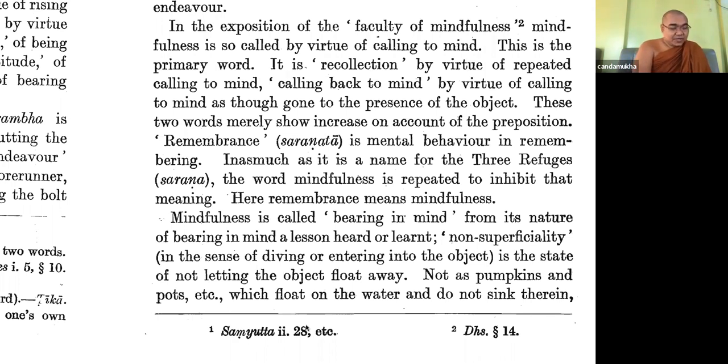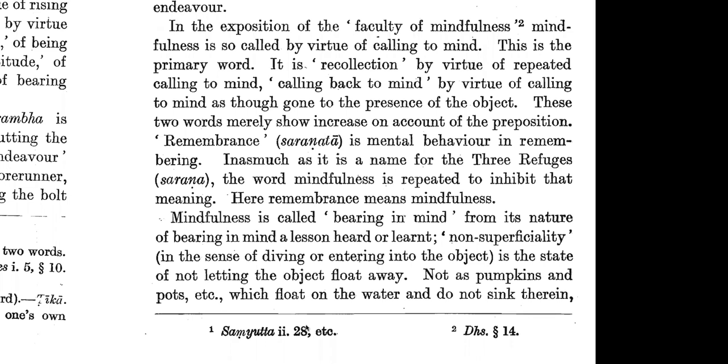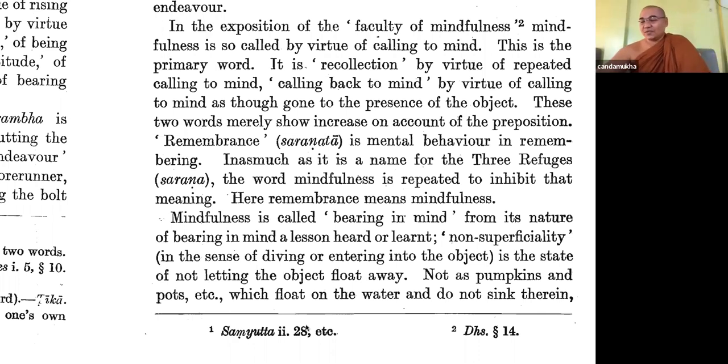Okay, thank you so much. I have a question. In the definition of sati as saraṇaka, there is the suffix ka there. But in anusarati, it's just anusaraṇa. There is no anusaraṇaka. Is there a reason for that?